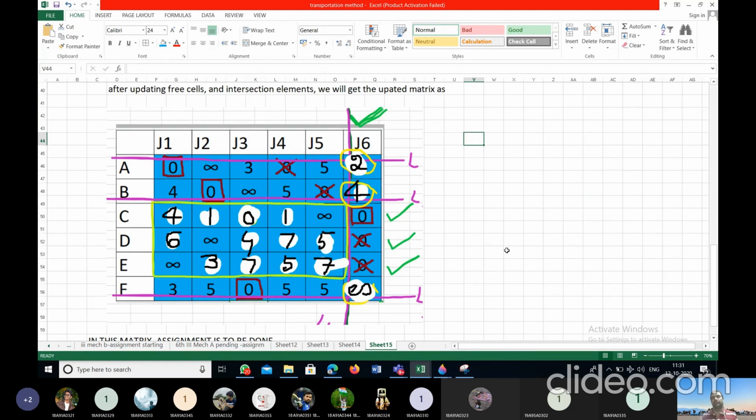So for this we try to give the assignment. Sometimes you may not get the optimal solution also.